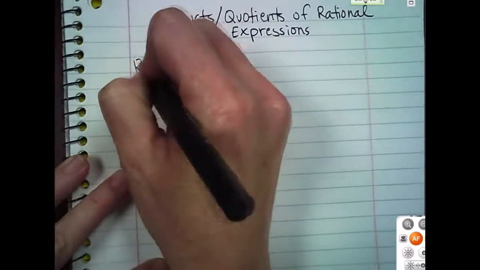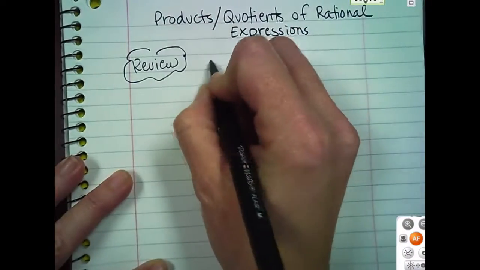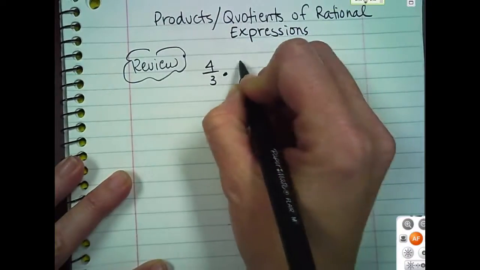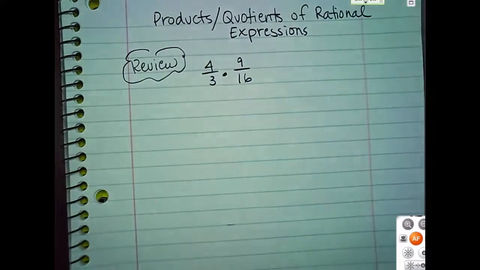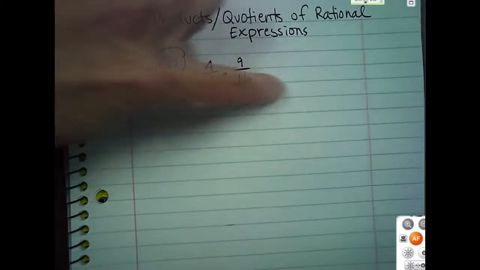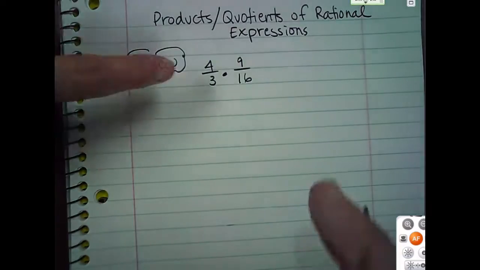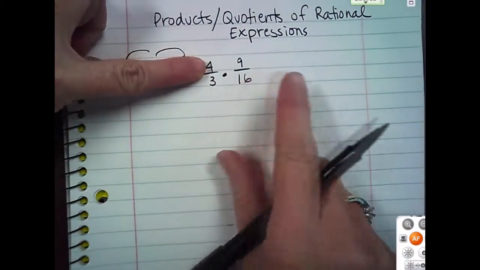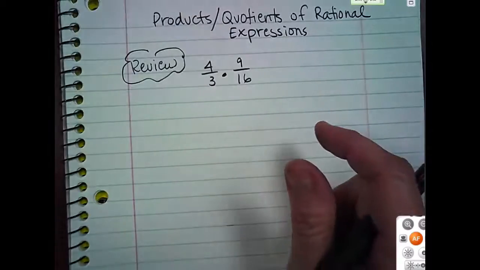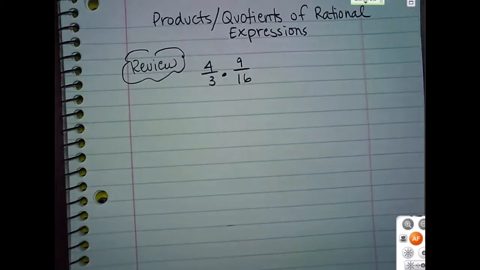Just a quick review to make sure you remember the basics. If I ask you for 4 over 3 times 9 over 16, you can do two things. You can multiply straight across, 9 times 4 and 3 times 16, and then reduce. That's fine. You can even just reduce the 4 and 16, then multiply and reduce again. Or you can reduce everything and then multiply. In any combination, as long as when you're finished it's completely reduced, it doesn't matter how you do it.